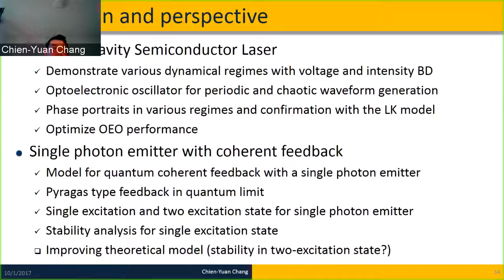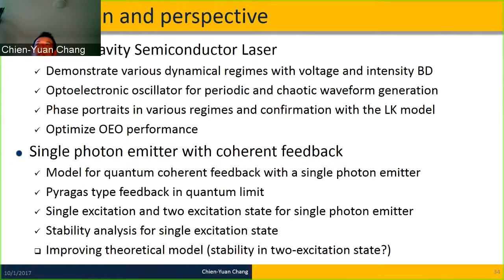Next, we have studied the nonlinearities for single photon emitters when we have maybe one or two photons at the same time. Next, I show the stability analysis for single excitation states. Then next, we can improve the theoretical models that we have, mostly in the two excitation states, and see how we can get equilibrium states in that case. And we're looking to study the stability analysis for two excitation states.